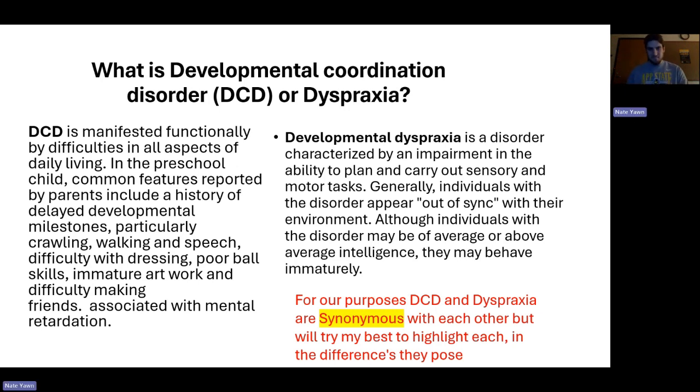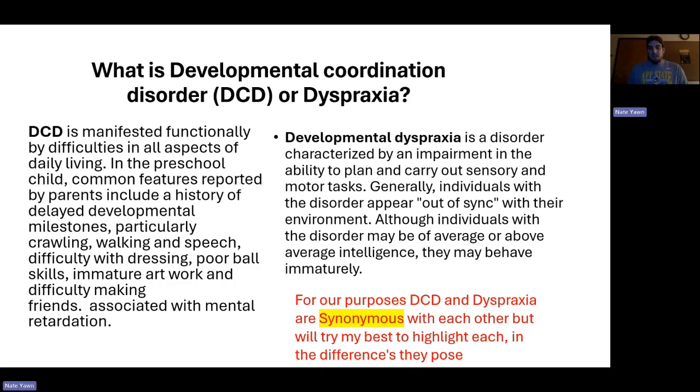So I try to highlight each one accordingly, but they're so similar, they're going to apply to both very often. DCD is manifest functionally by difficulties in all aspects of daily living, and it highlights preschool children. Common features reported by parents include a history of delayed developmental milestones, particularly crawling, walking, and speech, difficulty dressing, poor ball skills, immature artwork, and difficulty making friends and having a social life, associated with being mentally retarded.